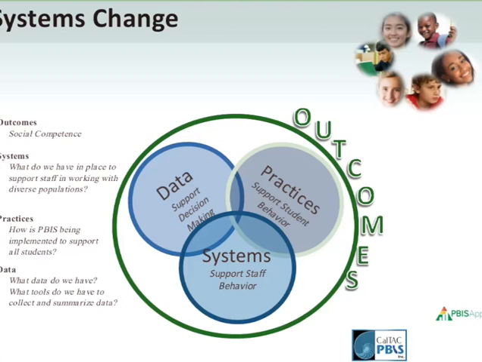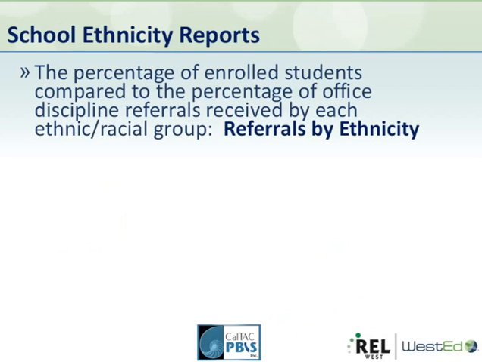I'm going to propose to you today a three-point perspective when you go to take a look at that data. When we're talking about school ethnicity reports, the kind of data that we would like to collect, it's 3 points. The first one being, we want to look at the percentage of enrolled students compared to the percentage of office discipline referrals received by each ethnic racial group. So these are the referrals by ethnicity. So now we're comparing students to referrals.